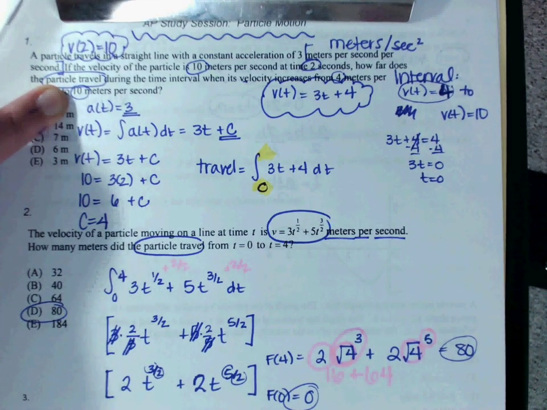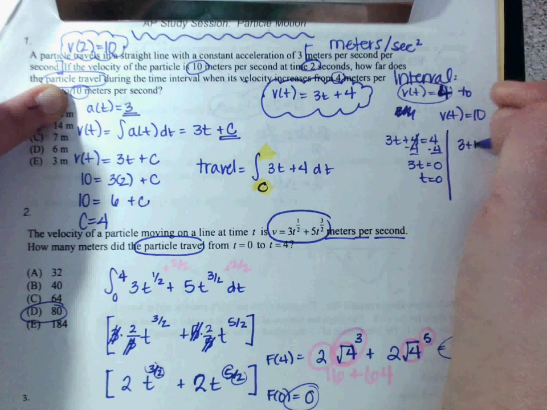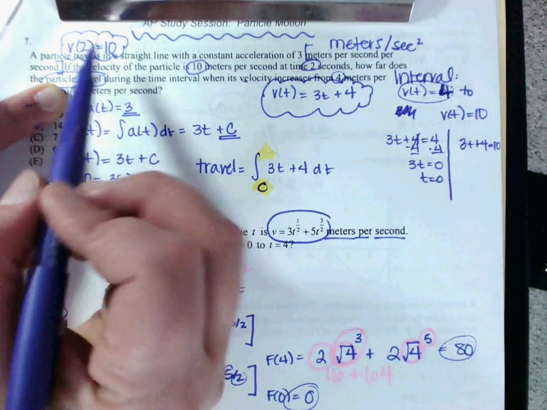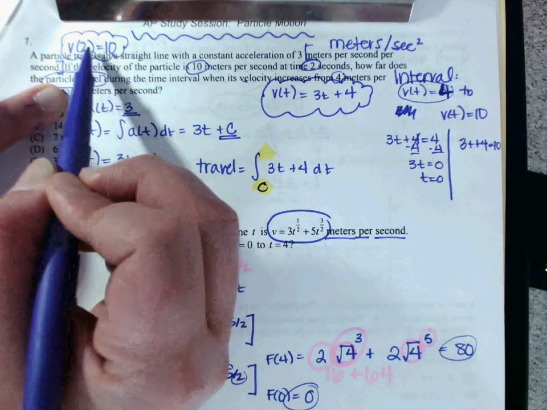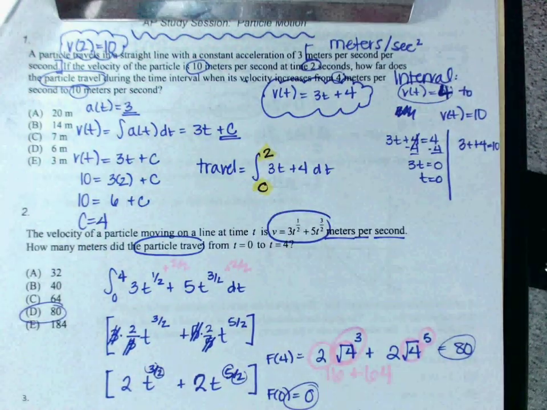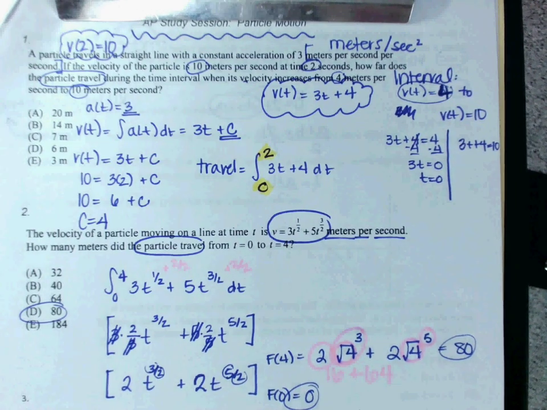Now, you could set this equal to 10: 3t plus 4 equals 10. However, this is actually the point they gave you. Do you remember when the velocity was 10? Velocity is 10 at t equals 2. So that means that 2 is your other endpoint. And so now that I know my endpoints, I can set up my antiderivative.